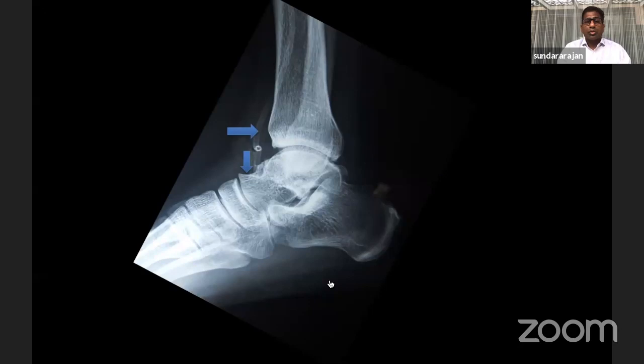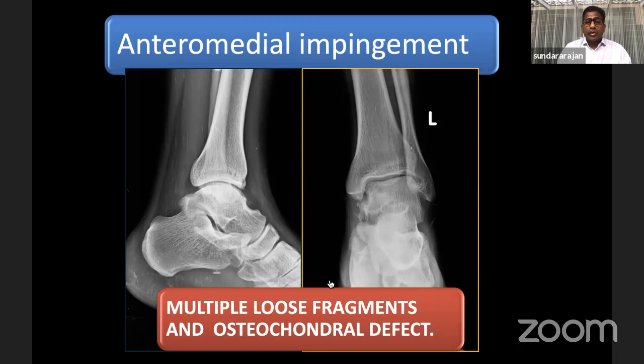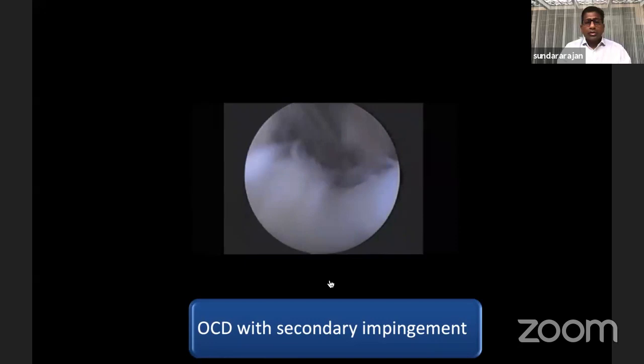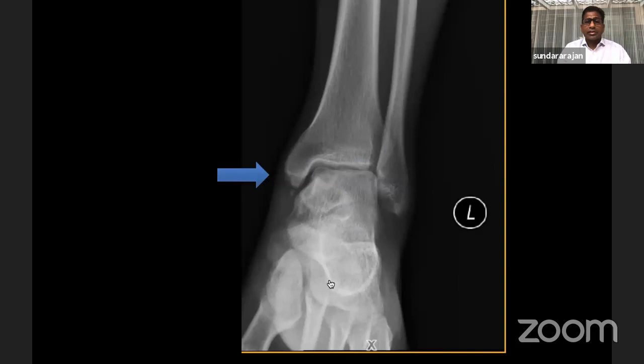Sometimes you can have an anteromedial impingement due to multiple loose fragments. It could be due to an osteochondral lesion also. So this is an osteochondral lesion with loose bodies on the medial side, which will cause secondary impingement. They have a synovitis too. So initially you do a synovectomy to remove all the soft tissue impingement. Then the small pieces along with the OCD fragment, the osteocartilage fragment, can be removed. And in this case, it underwent a microfracture for complete relief. That is the final X-ray picture.